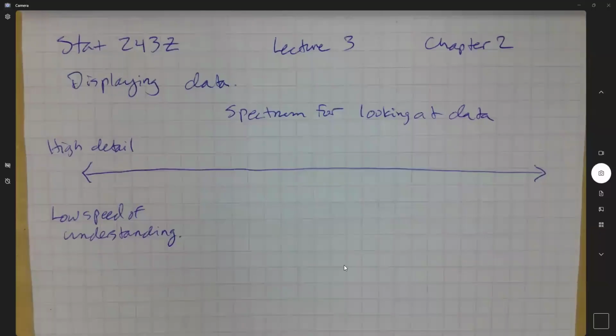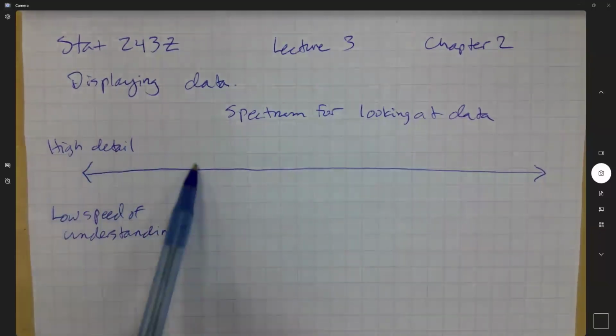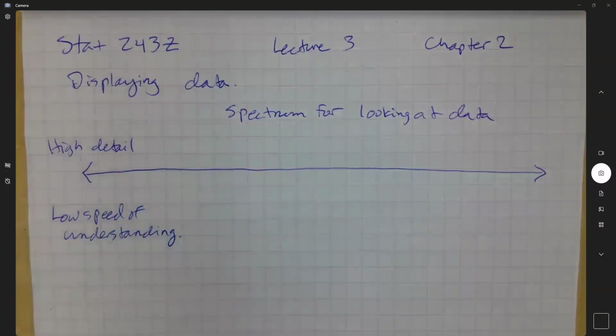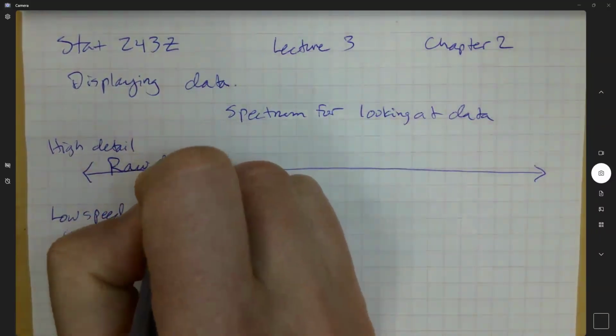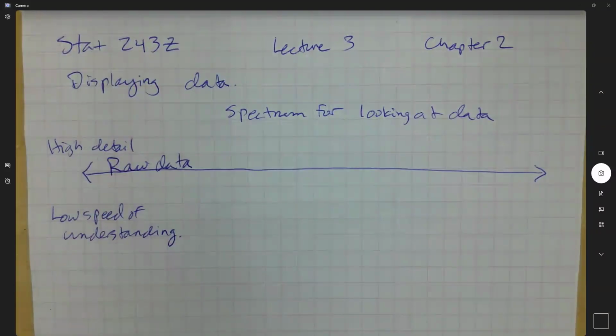Which way of looking at data do we have high detail but low speed of understanding? Raw data, exactly. When you first accessed the data for your labs, and you just saw that table of data, that's the raw data there. Lots of detail, takes a long time to understand that system.